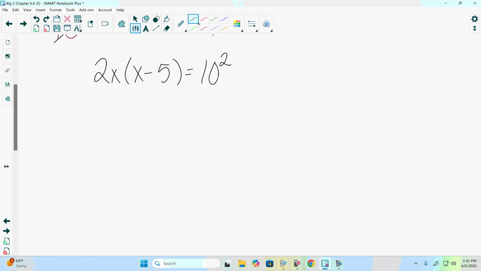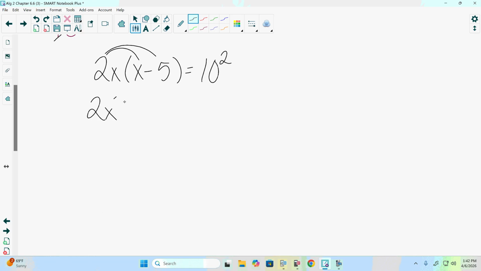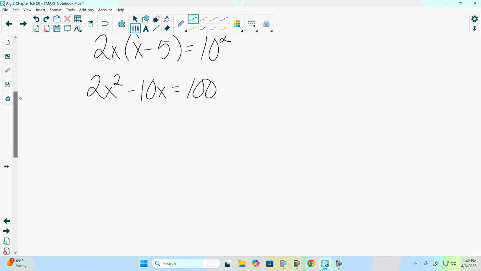Now, to start solving, we can't just set 2x equal to 10 squared and x minus 5 equal to 10 squared, because our zero product property only works if it's equal to 0. So the next thing we have to do is distribute this out. 2x times x is 2x squared. 2x times negative 5, 2 times negative 5, would be negative 10, and we still have that x. That is equal to 10 squared, 10 times 10, which is 100. So we have 2x squared minus 10x equals 100.